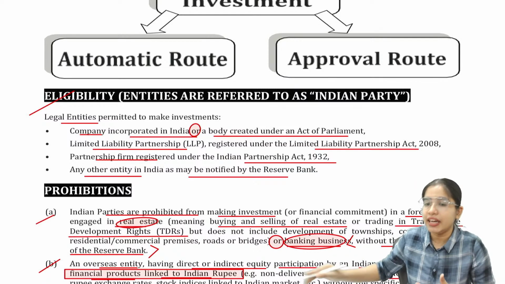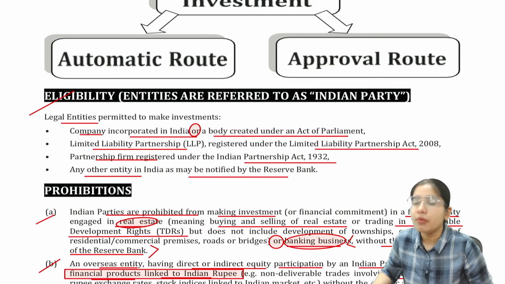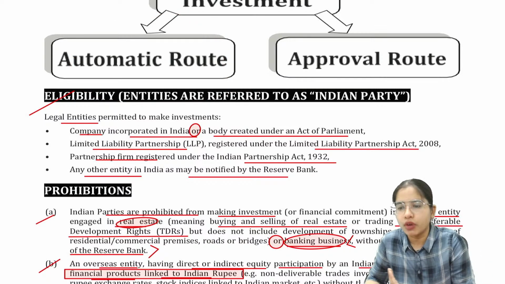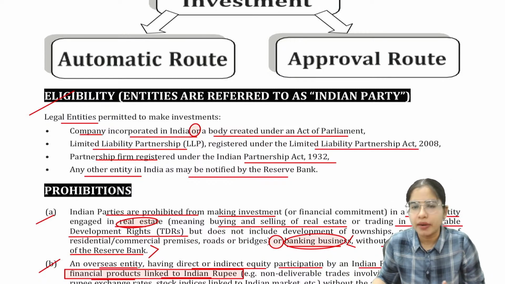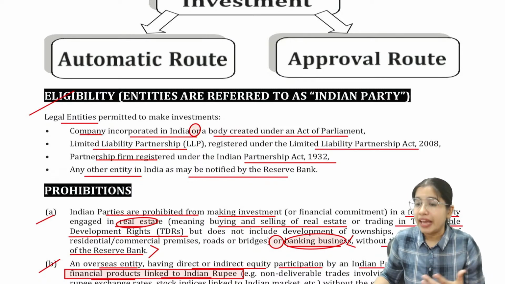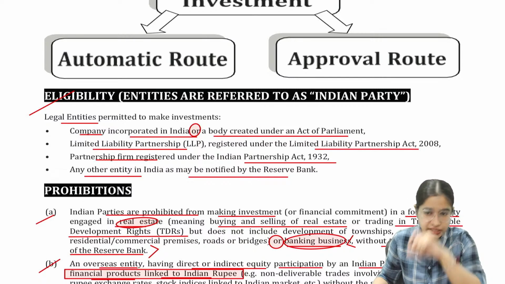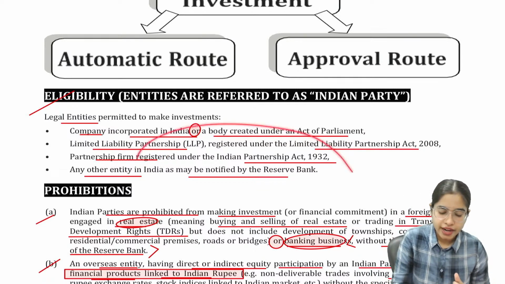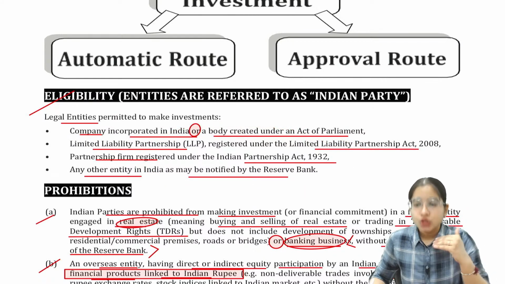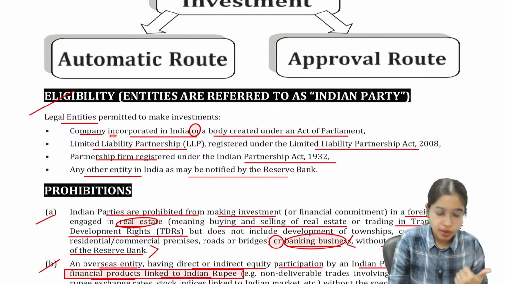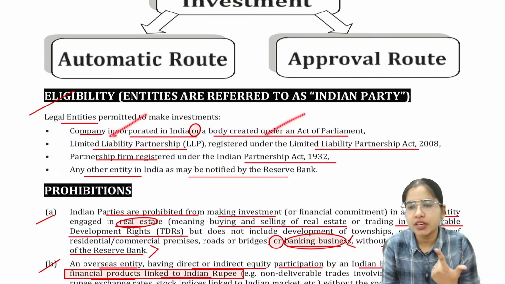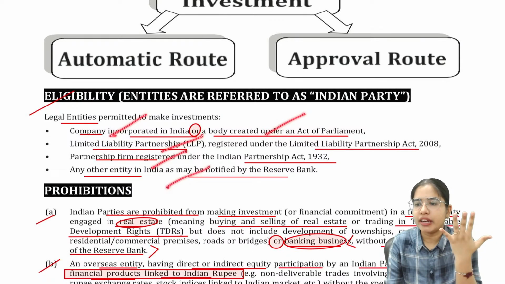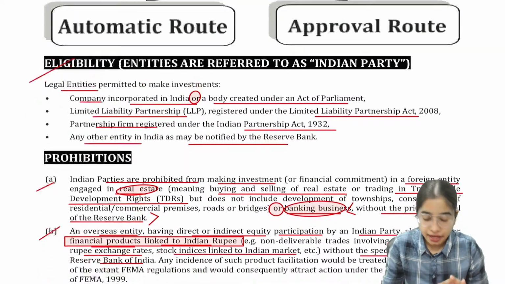Although you will study later that a partnership firm cannot go through automatic route, it has to go through approval route, which means by taking approval of government, RBI. That is a separate matter. But a partnership firm can also invest, or any other entity as may be prescribed by RBI. So these all entities are eligible to make investment outside India. Number one, company or any other body created by Act of Parliament, LLP, partnership firm or any other entity permitted by RBI.